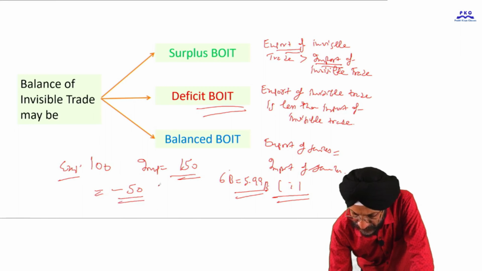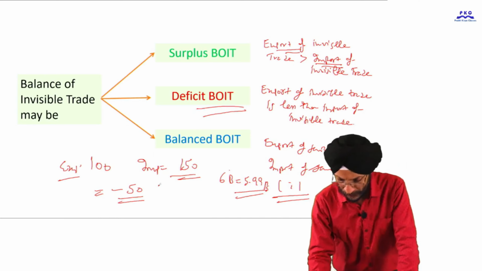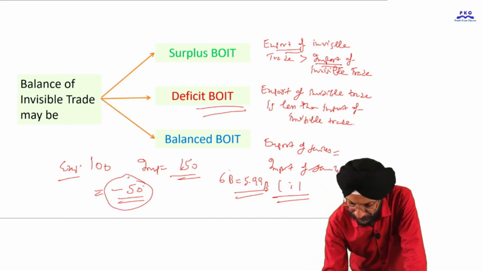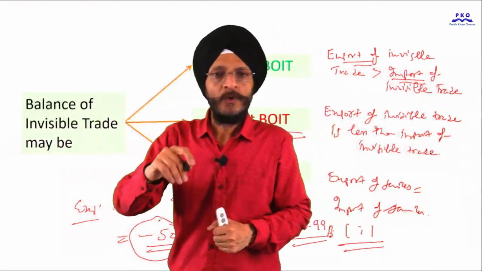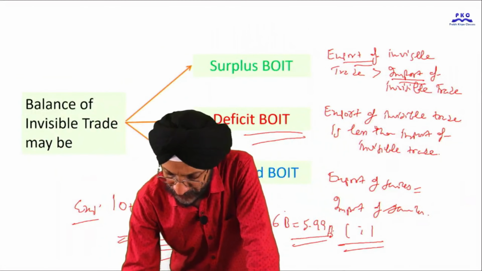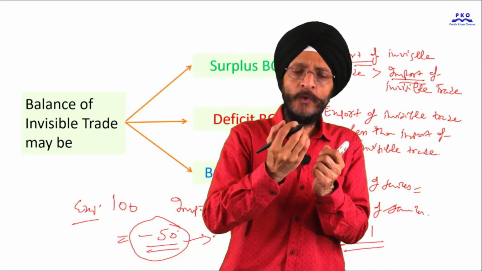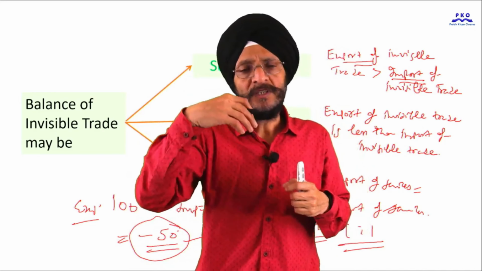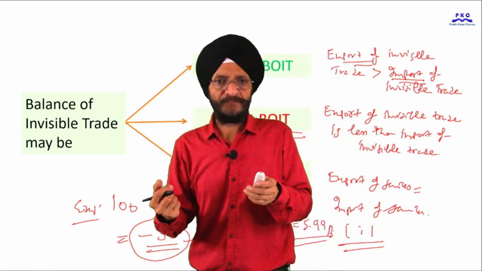Minus 50. This is the deficit balance of invisible trade. So it will have to pay 50 to the rest of the world. To pay 50 to the rest of the world, either the country will have to borrow, or it will have to sell its assets or use some other means.